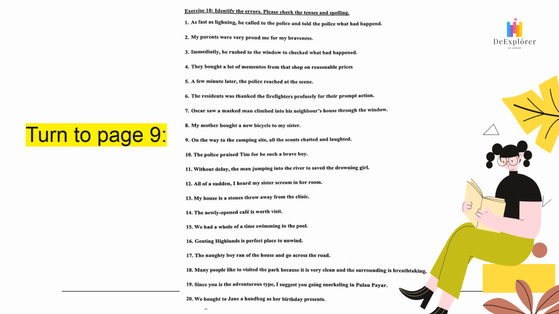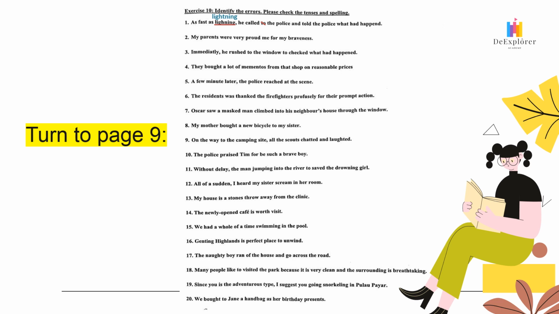As fast as lightning, he called to the police and told the police what had happened. So, what are the errors here? The first one, it will be lightning. Yes. Okay, have you got it correct? Number 1, the first one is lightning because there's a spelling error, there's a missing T. It should be lightning, lightning. And then, he called to the police. These two you don't have to put, so you just cross them out. Okay, cross the two out, and then one more.